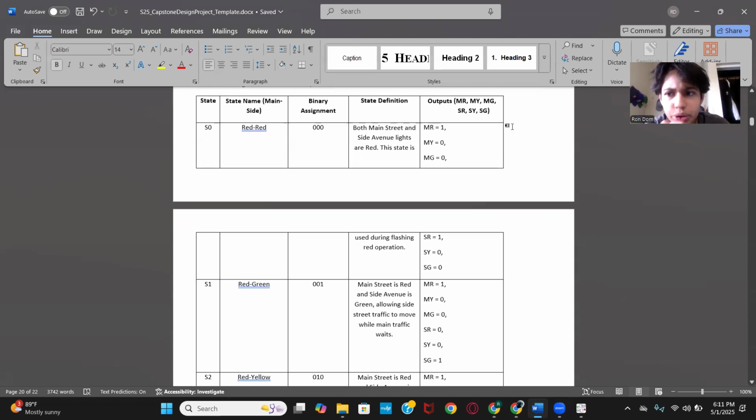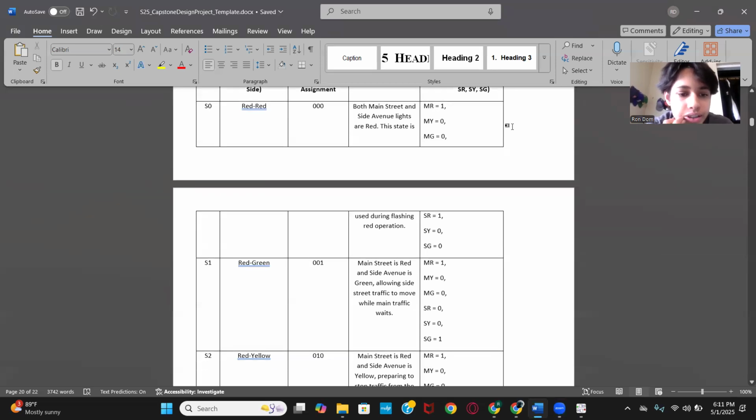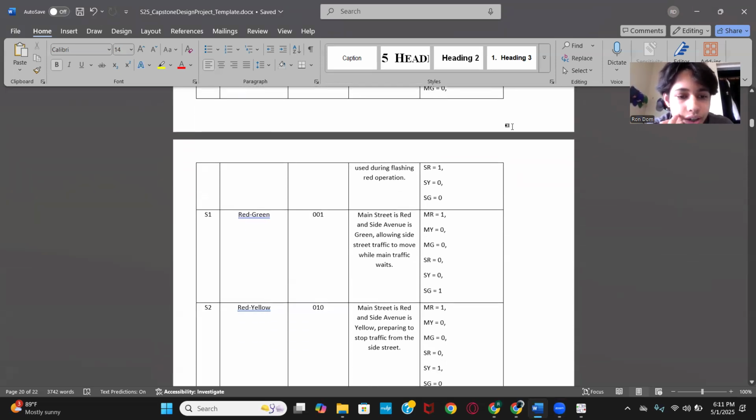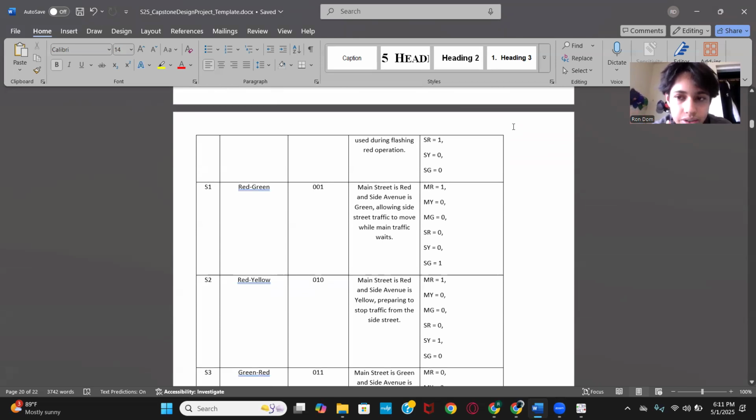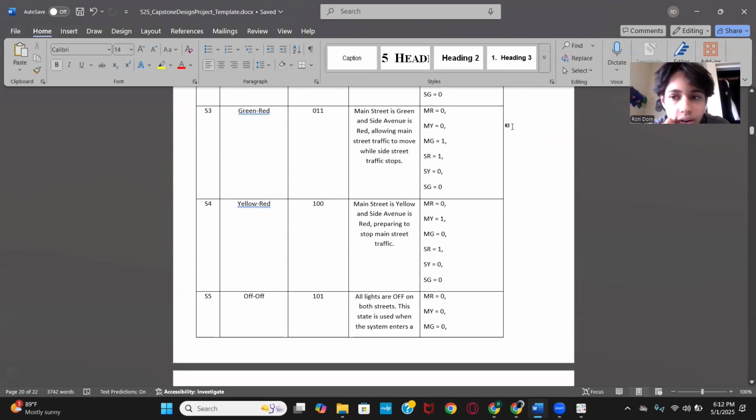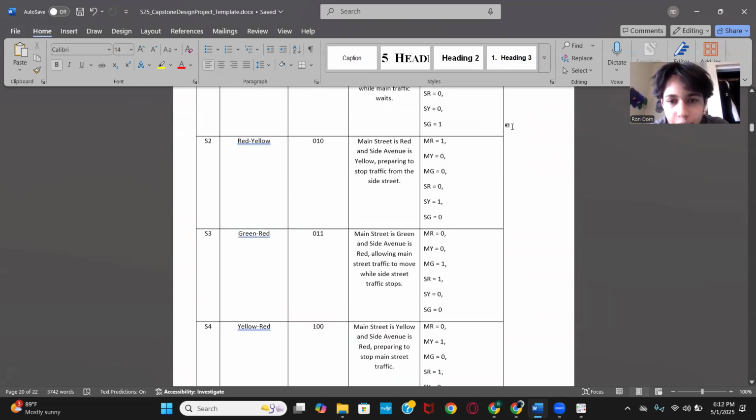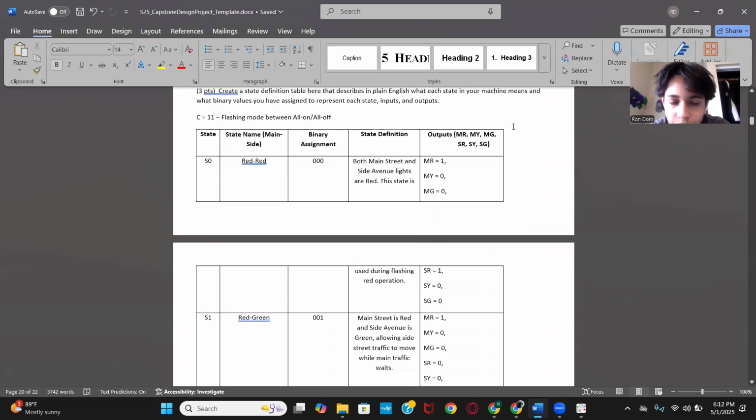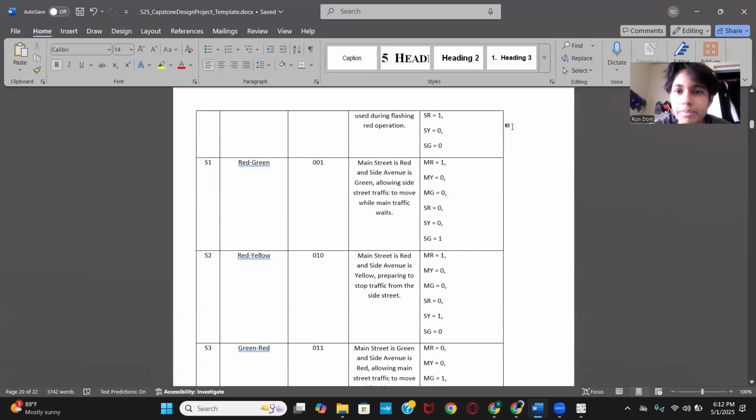Both of my designs had seven states, but some of the states are different between them. So we start from state zero, which is red red, state one, which is red green, state two, which is red yellow, and the first color is the main street, and the second color is the side street. State three is green green, state four yellow red, state five off, meaning all lights are off, and then state six is all on. As you can see, the outputs that this would create on the side are each of our six outputs, and then our binary assignment just represents the state number.